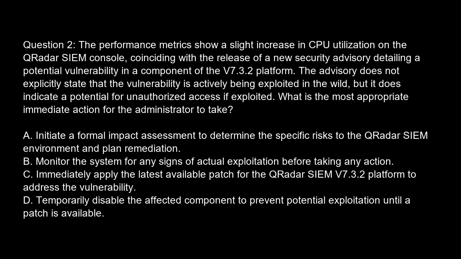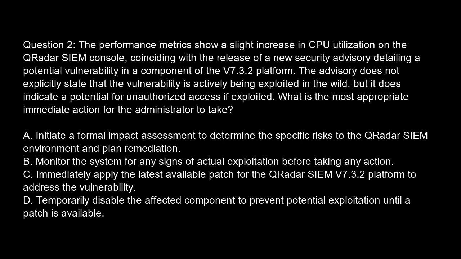Question 2. The performance metrics show a slight increase in CPU utilization on the QRadar SIEM console, coinciding with the release of a new security advisory detailing a potential vulnerability in a component of the V7.3.2 platform. The advisory does not explicitly state that the vulnerability is actively being exploited in the wild, but it does indicate a potential for unauthorized access if exploited. What is the most appropriate immediate action for the administrator to take?